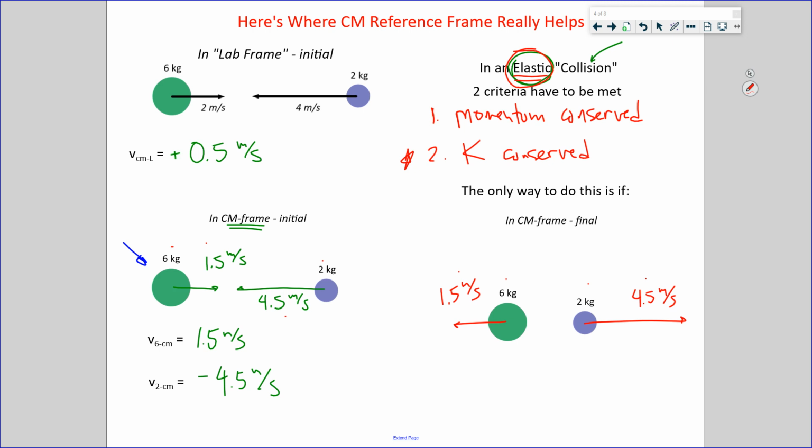If you take any two other numbers that might work to conserve kinetic energy, they're not going to work to conserve momentum. If you find any two other speeds or velocities that will conserve momentum, they're not going to conserve kinetic energy. This is the only way to do it. So that tells us right off the bat, if we know what's happening prior to collision from the frame of reference of the center of mass, we know exactly what's happening after. The things just come out the way they came in, in the opposite direction.